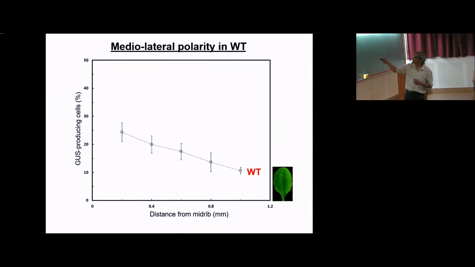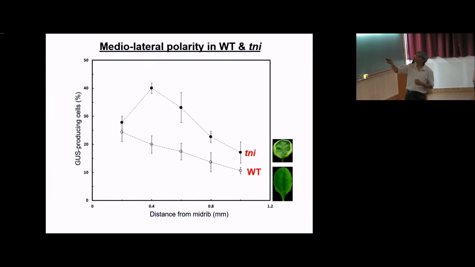And if you compare that with the mutant, what you see is that the shape has changed along this axis. So there is more GUS, pretty similar to wild type at the center, but then it increases and then drops down. So there is excess cell proliferation in this medial region, and that probably causes excess growth, and the surface flatness is lost.